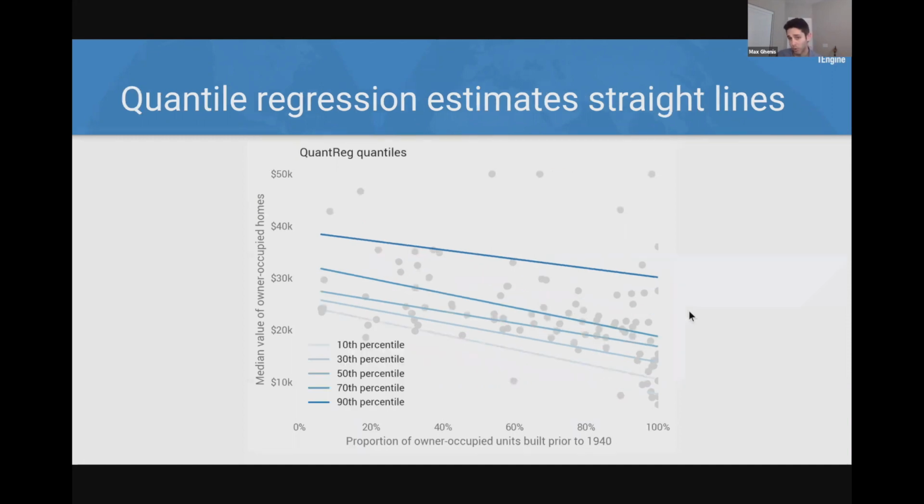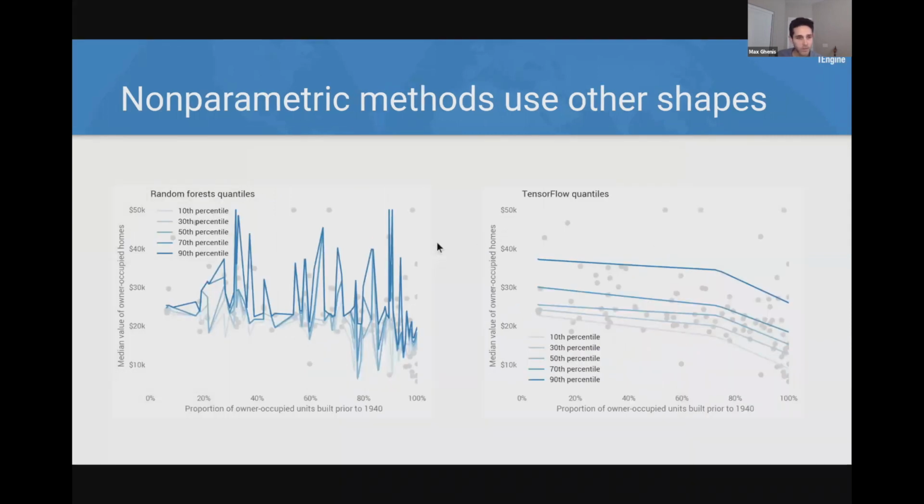If you want to get a little more complicated, you can use quantile regression, where the slopes can differ, but they're still always going to be straight lines. If you want to get more complicated still, you can use non-parametric methods like random forests, which didn't do very well. I think random forests need a few more variables to perform well. Or TensorFlow. This is a deep learning approach where you're going to essentially identify different kinks in the data, but still going to be straight lines otherwise.